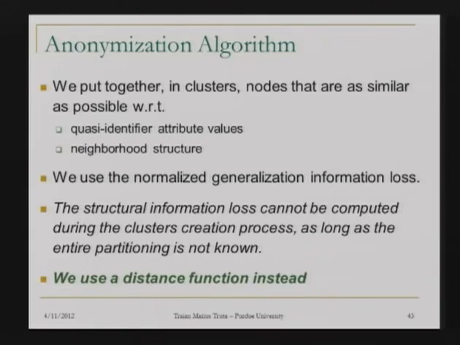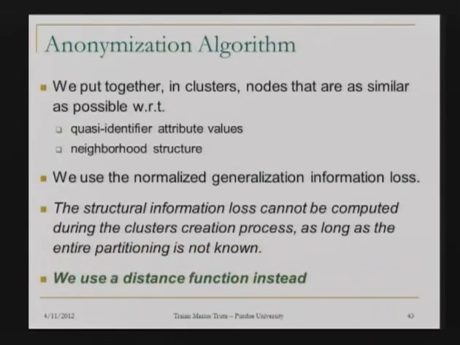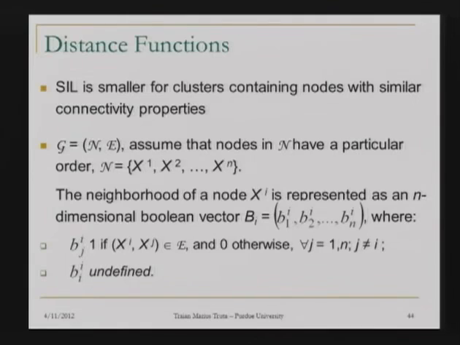To do this, we use the normalized information loss for node attribute values, but we had a problem with the structural information loss: we can compute it only when we already know the clustering. We cannot compute it ahead of time. So if we start with the clustering, yes, we can compute it. But if we try to create our solution on the fly, we cannot. We use a distance function instead, because we noticed that if nodes are more similar in terms of neighborhood, they should be grouped into a cluster. And this will optimize the information loss measure. We noticed this just empirically.